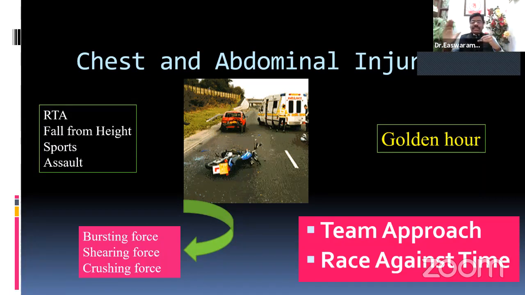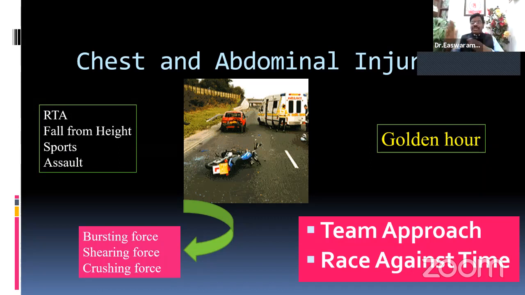As an anesthetist, an emergency physician, he has to take care of the airway of the patient. As a general surgeon, I may have to take care of the patient's chest and abdominal injury. A neurosurgeon comes and takes care of the head injury. An orthopedic surgeon will come for the pelvic and also the peripheral long bone injuries. So they have to do a simultaneous attention to the patient.